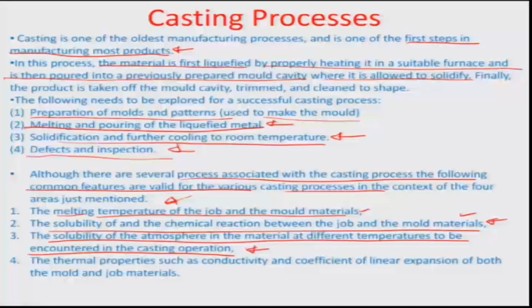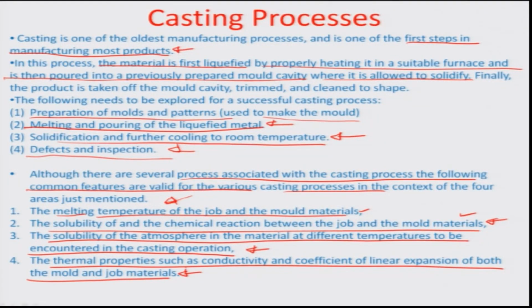The thermal properties such as conductivity and coefficient of linear expansion of both the mold and the job materials are also very important, because you have to have an engineering dimension allocated to some material which is being cast. And so, therefore, you must consider allowances which are because of these shrinkage phenomena. Obviously, metal poured in hot state is going to cool off, which is going to make the volume smaller, and then obviously it is also going to cool down further from the solidification point to the room temperature, which is going to be linearly contracting the material further.